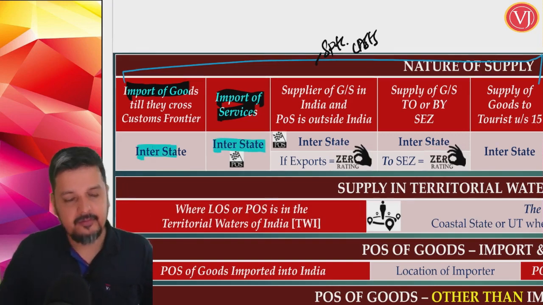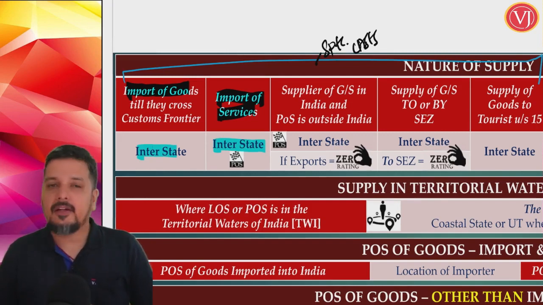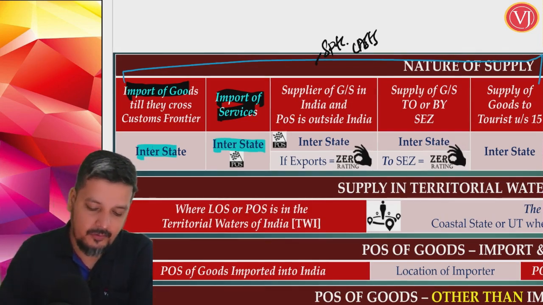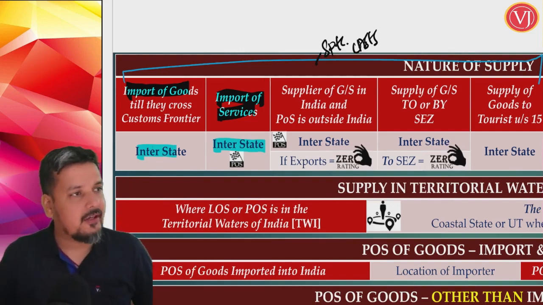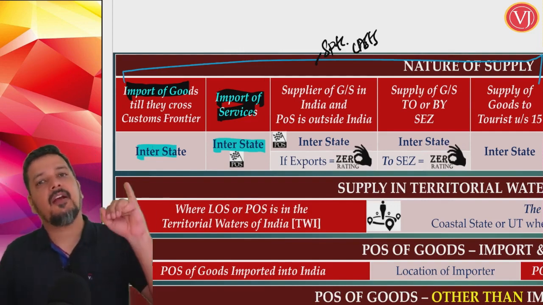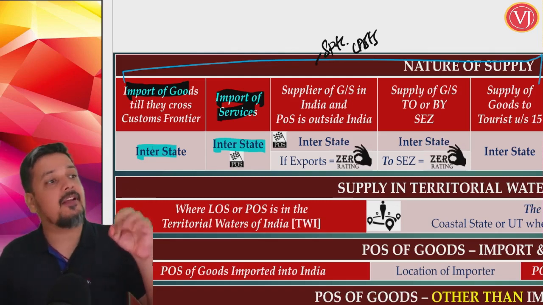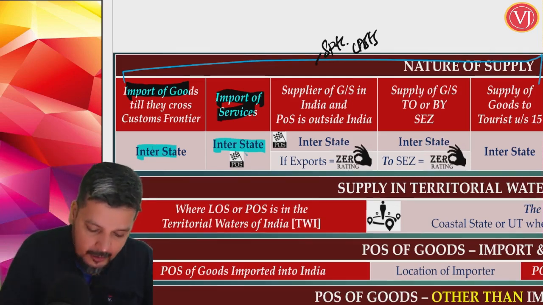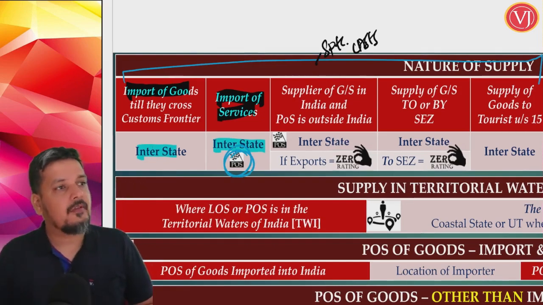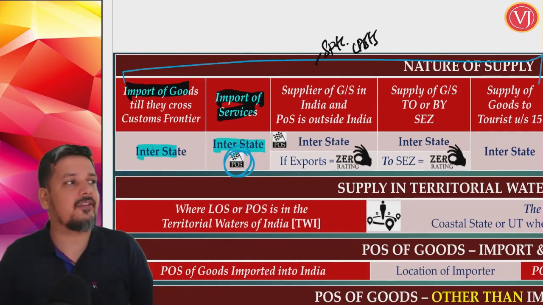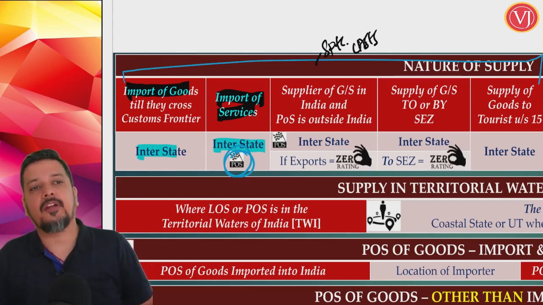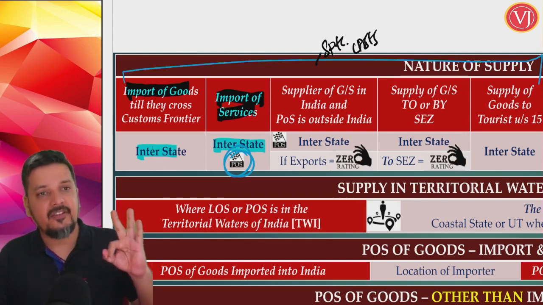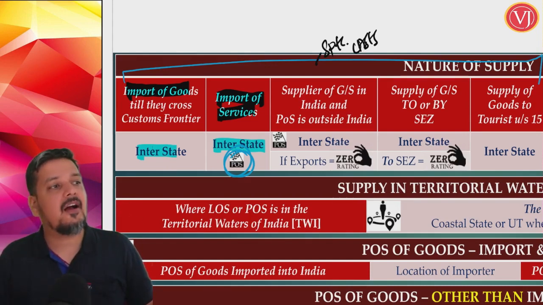The difference is for import of goods, you need not even find place of supply. By default, it is interstate. For import of services, you have to see supplier is outside India, recipient is in India, and place of supply is in India. So you are required to find out. Without place of supply, you cannot decide whether it is import of services or not. Second difference, import of goods attracts customs duty, BCD, SWS plus IGST. Import of service attracts only IGST.